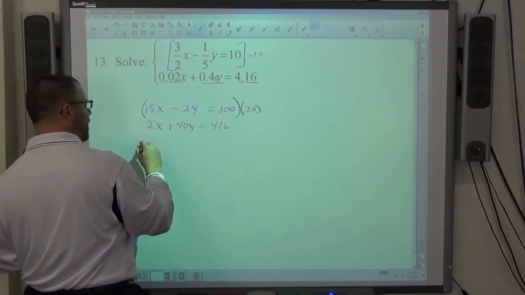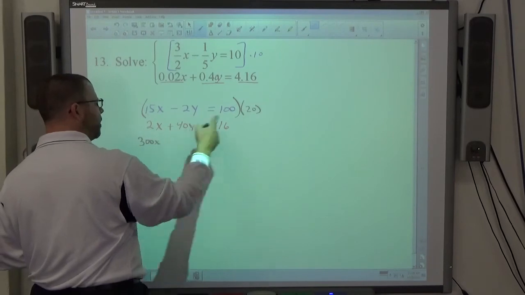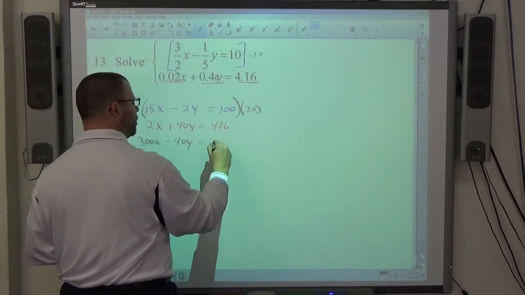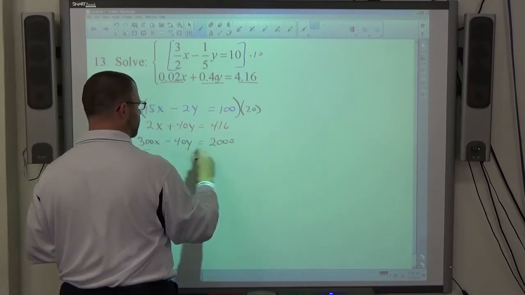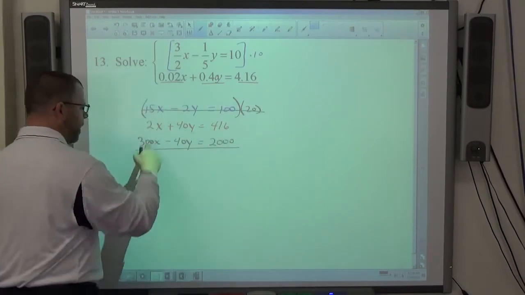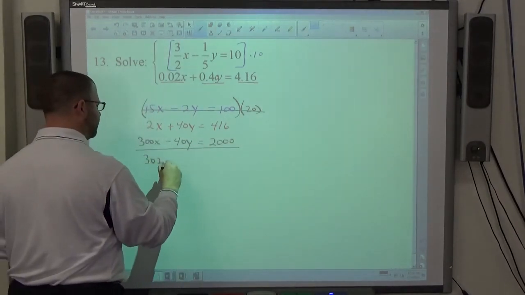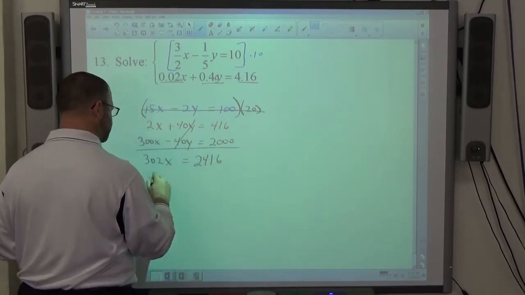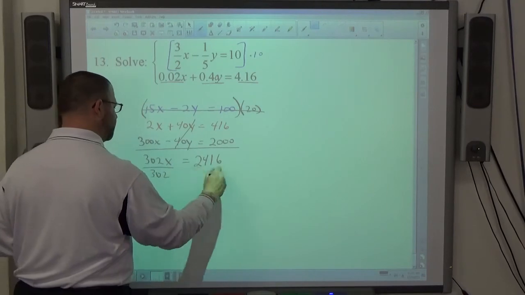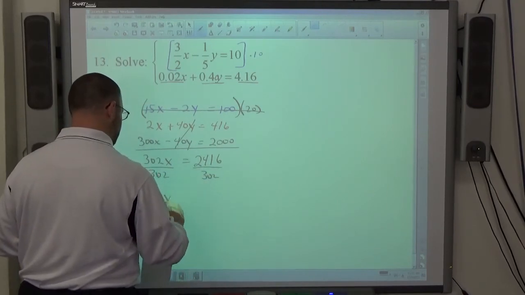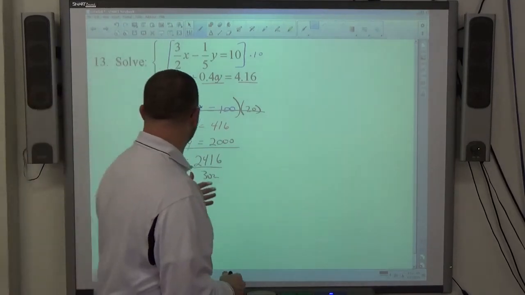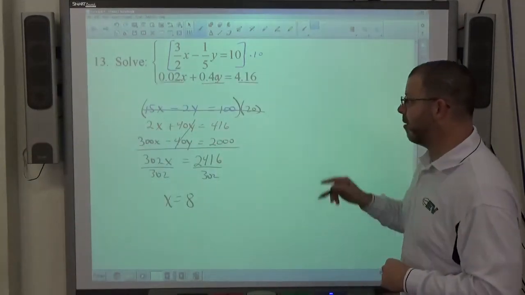20 times 15x is 300x. 20 times negative 2y is negative 40y. 20 times 100 is 2,000. And that gets me 302x is equal to 2,416. Divide by 302. Get x equals 8. Once I know what x equals, I go back to one of my equations. I'm going to go to that blue one.